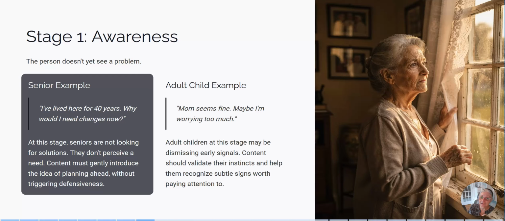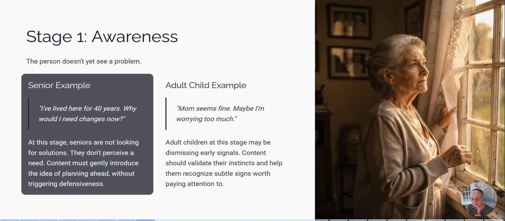Okay, so stage 1, awareness. The senior thinks, well, I've lived here for 40 years. Why do I need changes now? Haven't we all heard that even from our own parents 100,000 times? At this stage, no one's looking for solutions, especially the seniors. I don't need it yet. So the content has to gently introduce the idea, sort of like planting the seed.